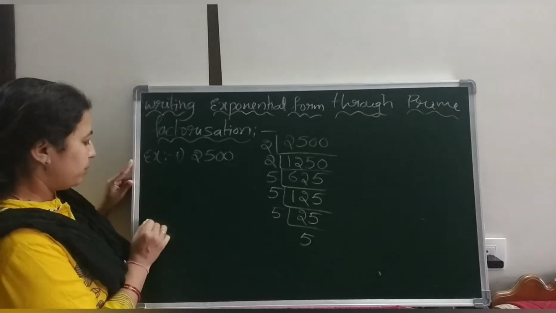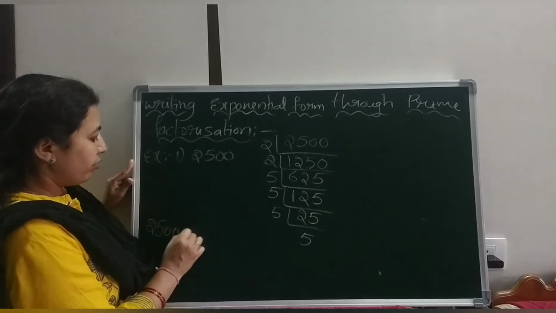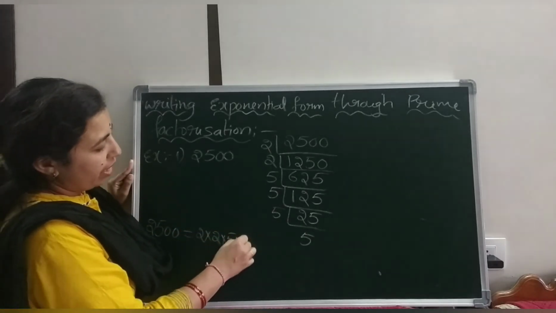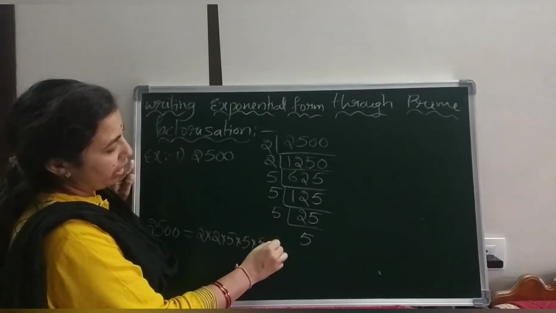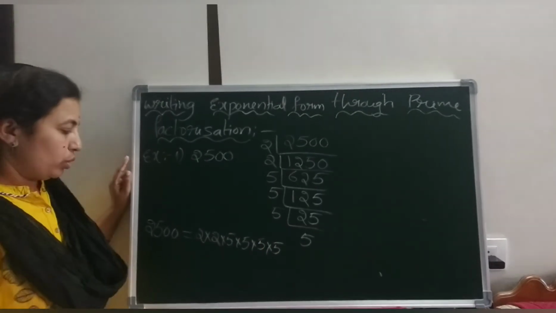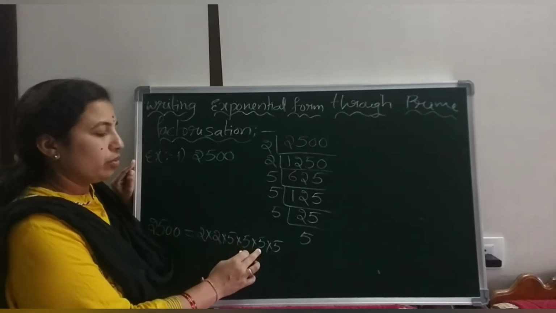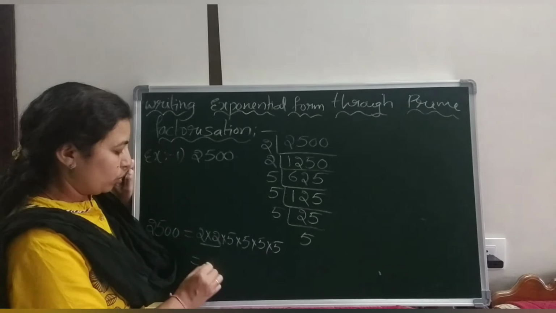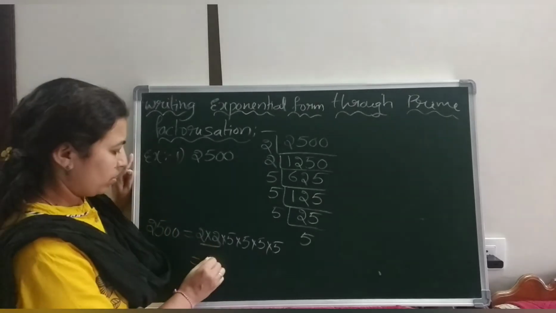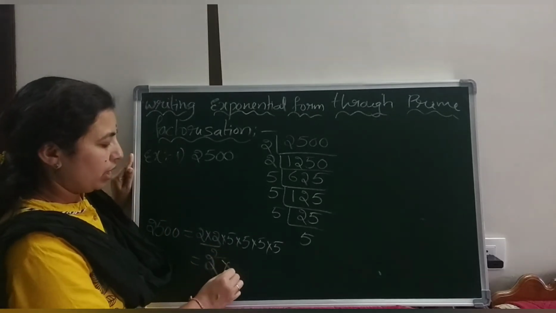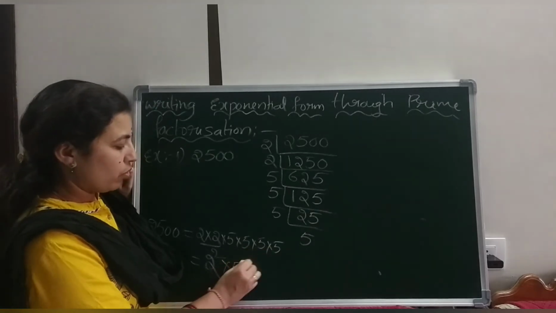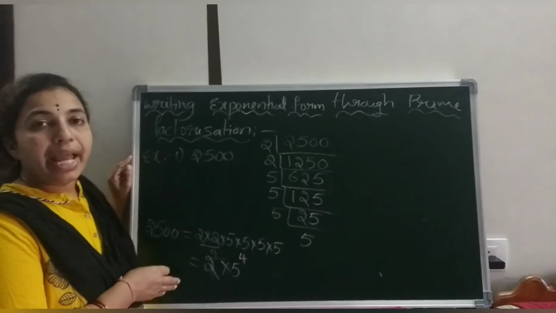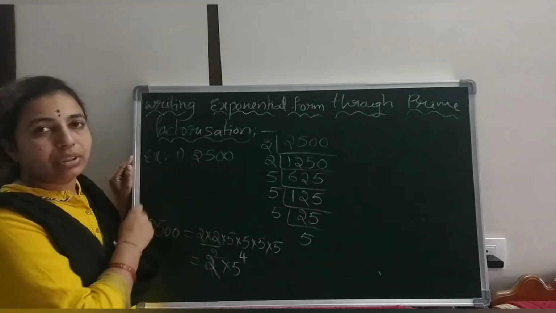Now write it. 2500 is equal to, write all those values, 2 into 2 into 5 into 5 into 5 into 5. So here, how many 2s are there? 2. So 2 square into 5. How many 5s? 4. So 5 to the power of 4. 2 square into 5 to the power of 4. This is the exponential form of 2500.